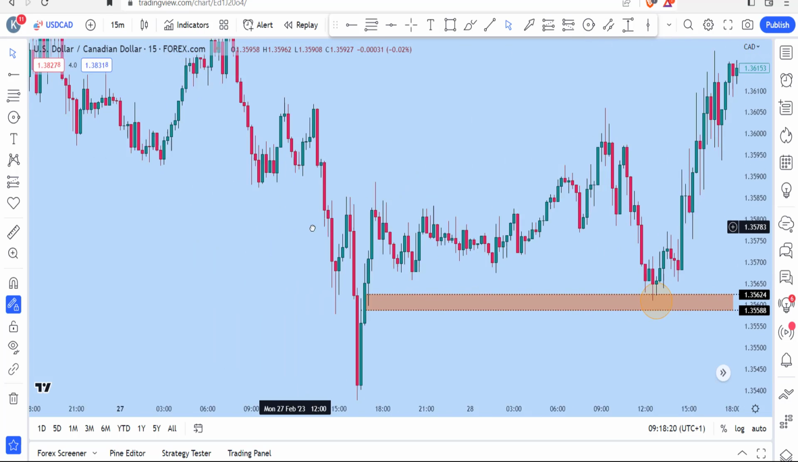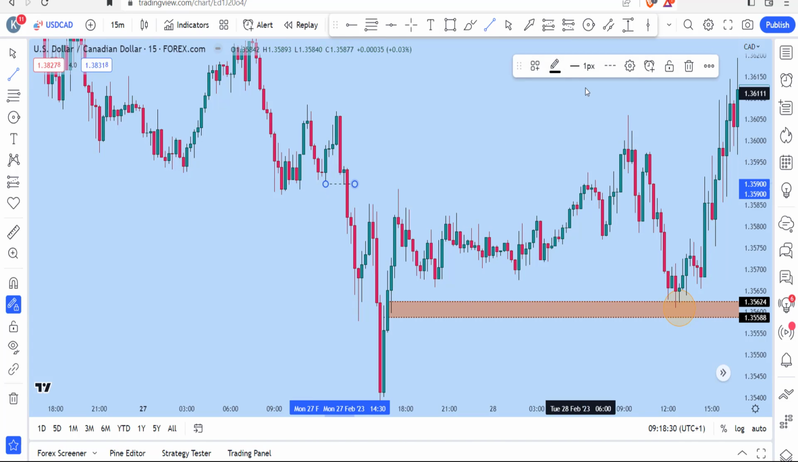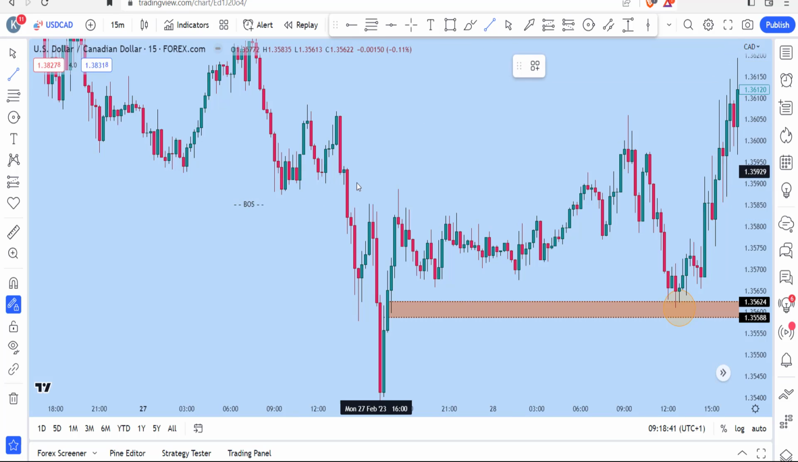Let me show you a conventional fair value gap. You can see a break of structure right here. This is a break of structure, which everybody knows. And then price pushed to this level, came back. This is where your fair value gap is. Let me just take this away. Look at the fair value gap. A conventional fair value gap.